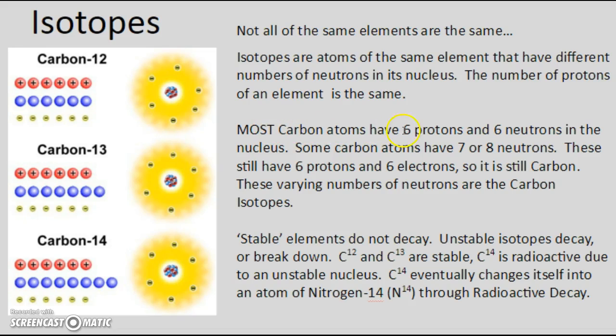Most carbon atoms have 6 protons and 6 neutrons in the nucleus. Some carbon atoms have 7 or 8 neutrons. These still have 6 protons and 6 electrons, so it's still carbon. These varying numbers of neutrons are the carbon isotopes.